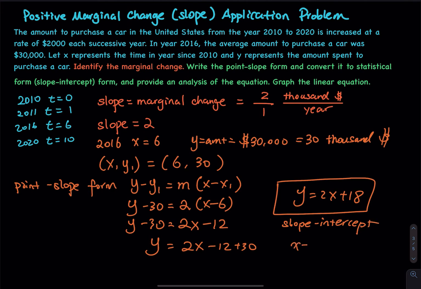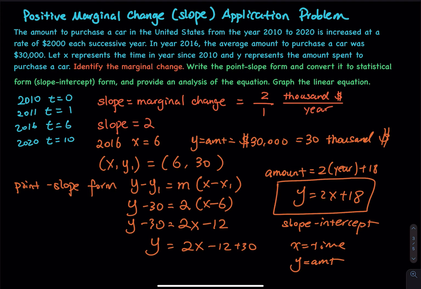And then x is the time, y is the amount. Sometimes if you want to put this in terms of the problem, you can write amount equals 2 times year plus 18, instead of using x and y, because x and y mean nothing. So to give them a name, you just use a name instead of x and y.